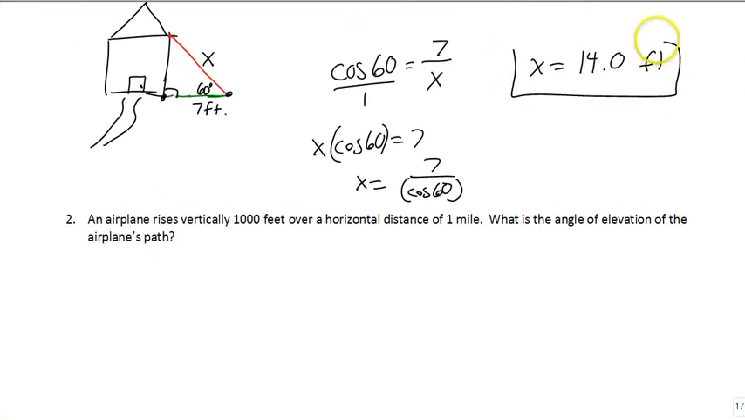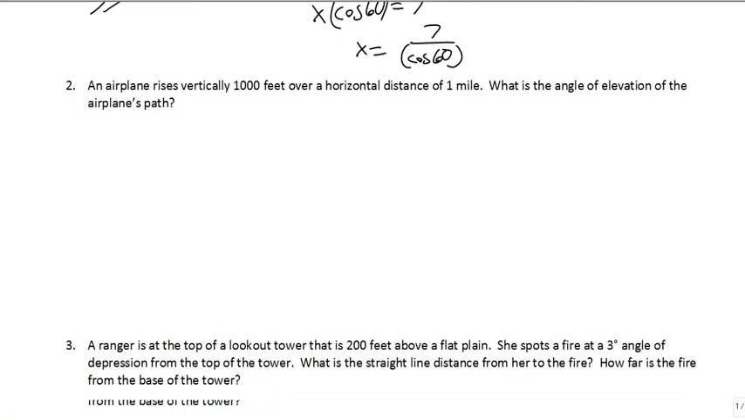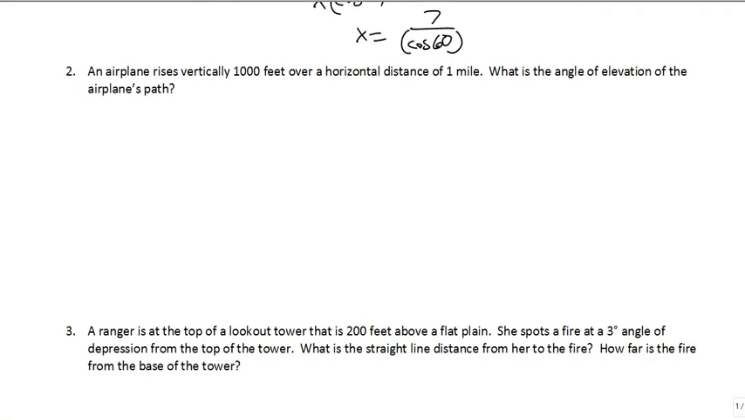14.0 feet. Alright, an airplane rises vertically 1,000 feet over a horizontal distance of 1 mile. What is the angle of elevation of the airplane's path? Now, vertically means straight up, horizontally means straight over. So, here is my runway. There's the vertical distance and the horizontal distance.